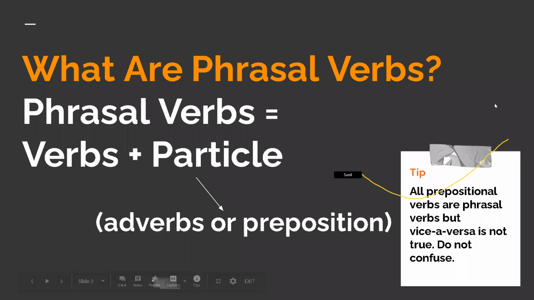Okay, so let's see what phrasal verbs actually mean. Phrasal verbs is equal to verb plus particle. But before we understand what the verb part is, what the particle part is, let me tell you from where it derives its name. Phrasal comes from the word phrases.